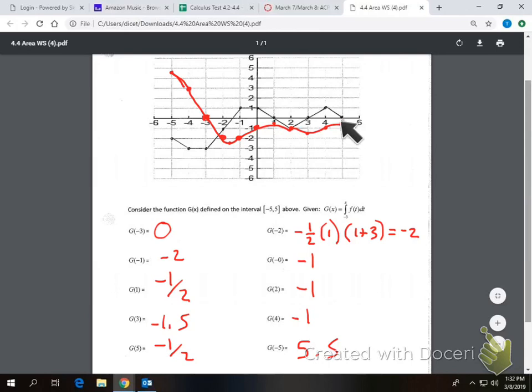Again, how do I know the concavity? Because if the derivative, which is this f function, is increasing, it's concave up. If the f function, which is the derivative, is decreasing, it's concave down.